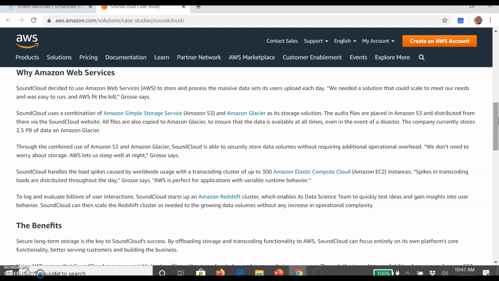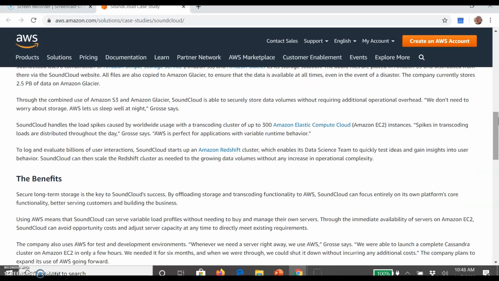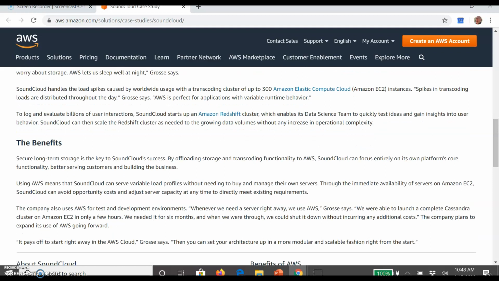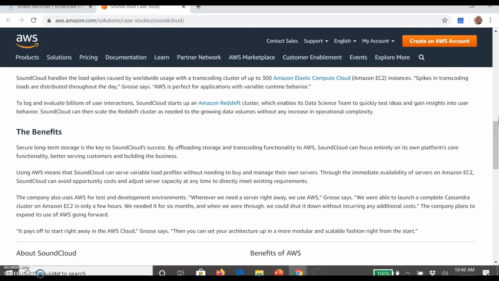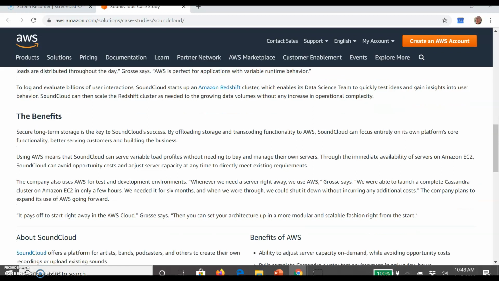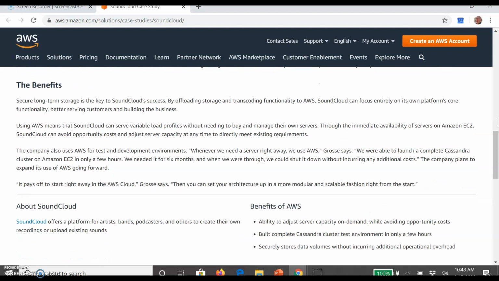And so the audio files that are used more are put in the Simple Storage Service and then played. The user of the SoundCloud website clicks to play, and then the content is pulled from the Amazon storage. Secure long-term storage. They've offloaded storage and transcoding, meaning how to pull the content back to the website. They can focus on their own platform's core functionality, serving customers and building the business.